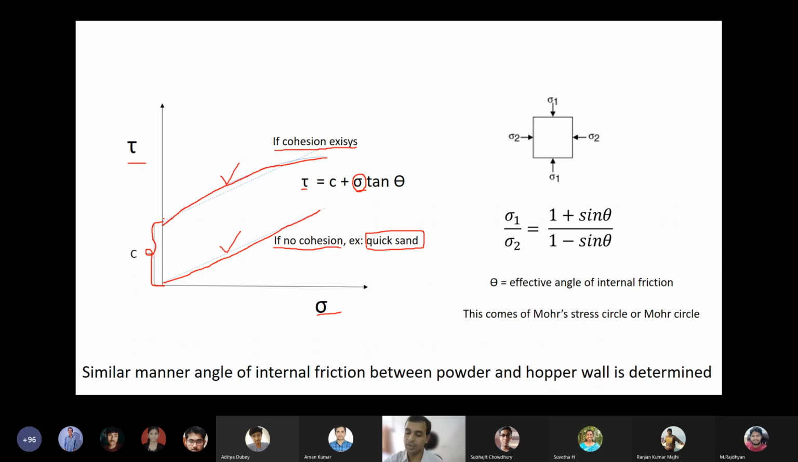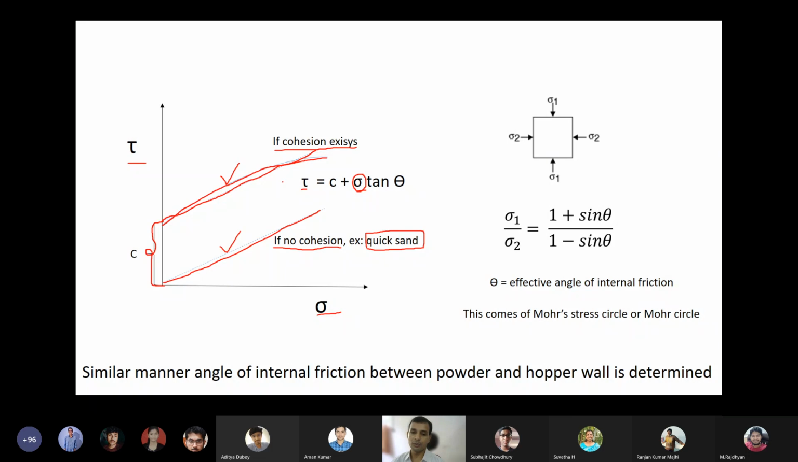That is also internally related to the sigma critical, the unconfined yield strength value. So the behavior between shear stress versus normal stress will be C, the cohesive stress, plus a normal stress term. Sometimes it looks slightly curved, but often they approximate it as a straight line because the deviation is very minimal.